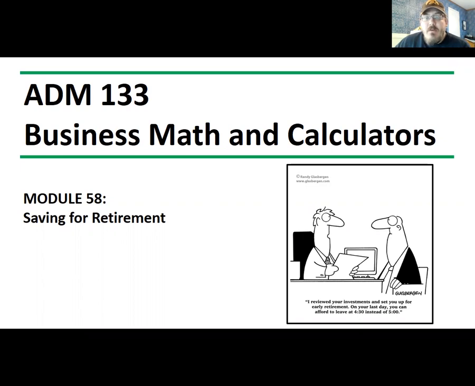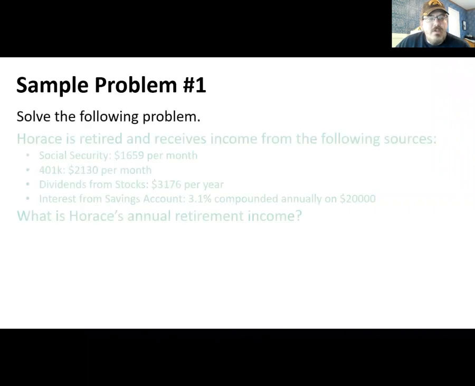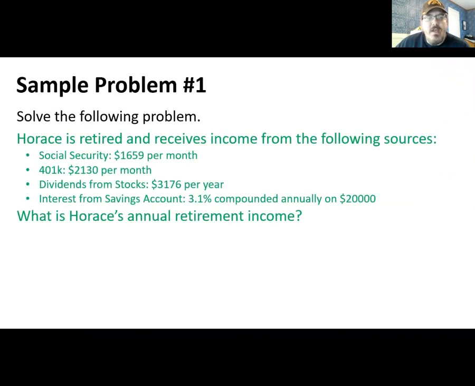All right, so here we go, saving for retirement. On our first problem, we're going to look at a situation where Horace is retired and receives income from different sources. That's usually the case when you are retired. Your retirement income comes from a variety of different places depending on your personal situation, how much you worked, whether the company you worked for had a retirement plan, and whether you did any investing or saving along the way. All of those things can have an impact on where your income comes from as you retire.